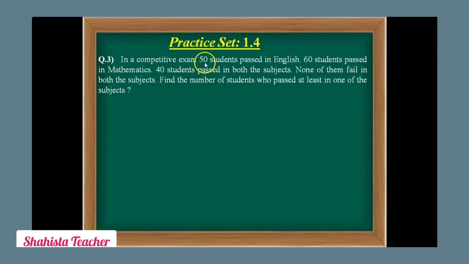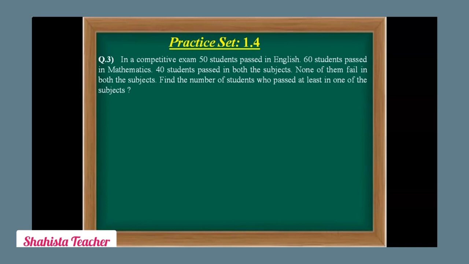50 students passed in English and 60 students passed in mathematics. None of them failed in both the subjects. Here, none of them are failing both the subjects. We have to find the number of students who passed in at least one of the subjects.